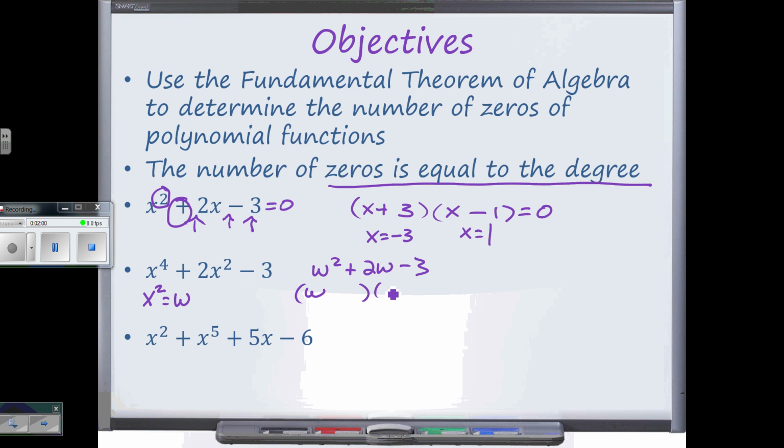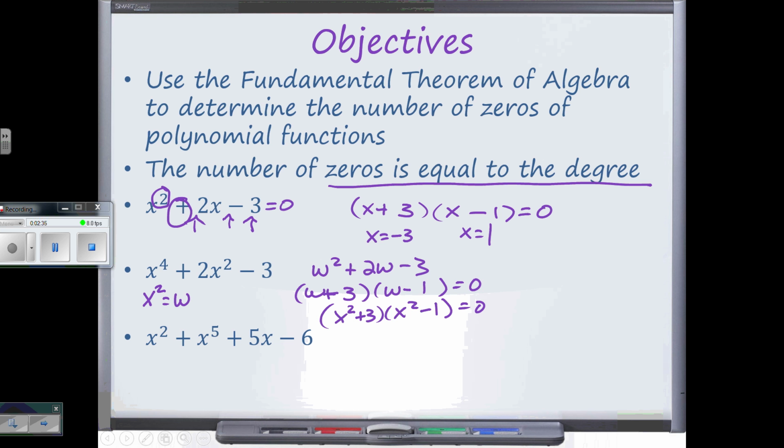So I have w and w. Factors of 3 that subtract to 2, sound familiar? 3 and 1. Plus, sorry. And this equals 0. So now I can rewrite this, substituting x squared for w, into x squared plus 3 and x squared minus 1. Okay, now I can set these equal to 0.